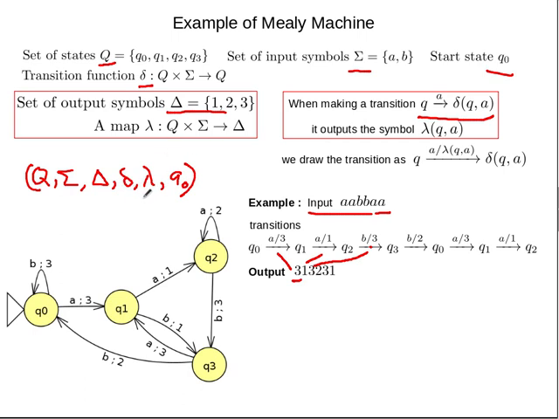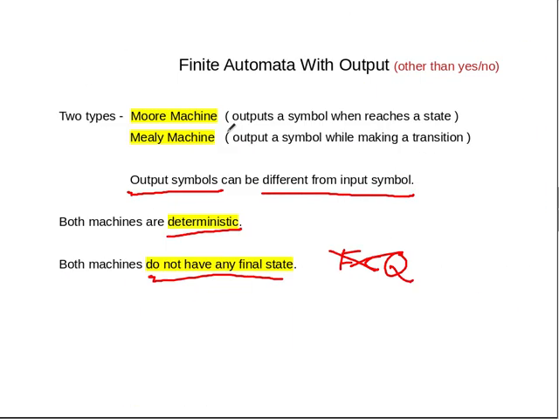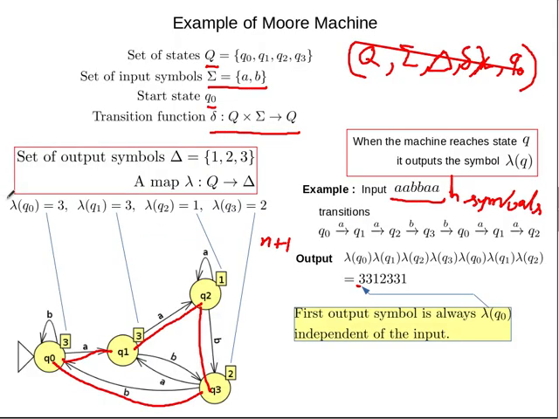The only difference is the signature of this lambda. So here lambda is a map from Q times sigma to delta, and for the Moore machine it's simple, it's just a map from Q to delta. Okay, so this is the difference.